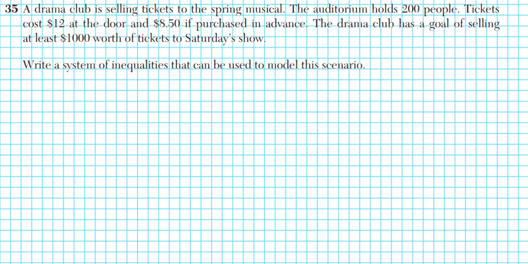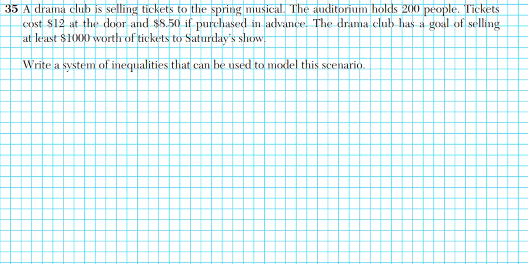Alright, let's take a look at number 35. It reads, a drama club is selling tickets to the spring musical. The auditorium holds 200 people. Tickets cost $12 at the door and $8.50 if purchased in advance. The drama club has a goal of selling at least $1,000 worth of tickets to Saturday's show. Write a system of inequalities that can be used to model this scenario.